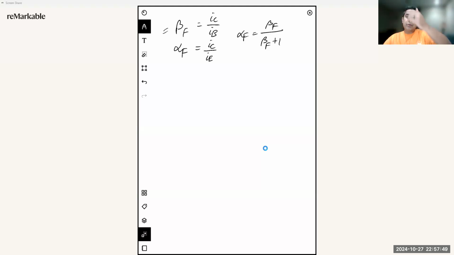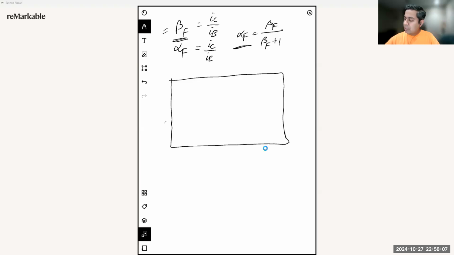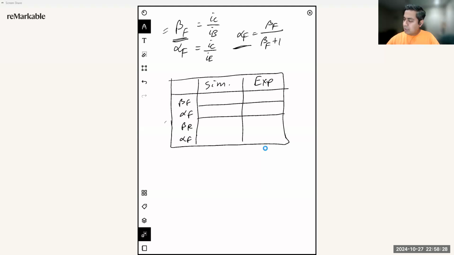So once you do that for simulation, you can also do it for the experiment, where once you generate the IC VCE plots, you can again find the value of beta F and alpha F. In the comparison table, which you should include in the conclusion, you will have simulated beta F, alpha F, and for the reverse direction, beta R, alpha R. So you have your experimental calculation of these gains, and then you will have the simulation numbers for beta F, alpha F, beta R and alpha R.